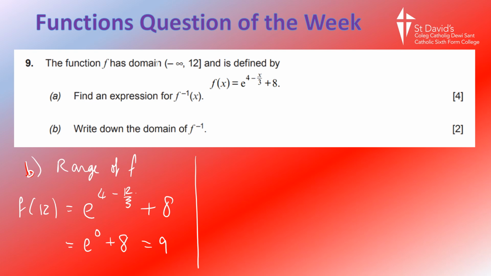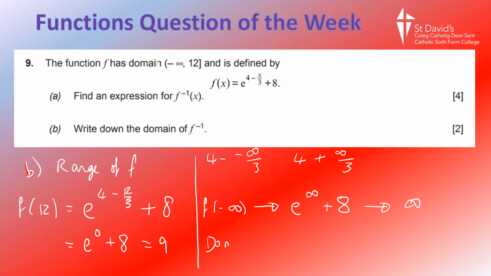Next, I'm going to think about putting minus infinity into the function. First of all, let's have a look at the power. 4 take away minus infinity, over 3. This could be considered the same as 4 plus infinity, over 3. If you take an infinitely large number and you divide it by 3, it's still infinitely large. If you then add 4 to it, it's still infinitely large. So when we put minus infinity into the function, it would tend towards e to an infinitely large number plus 8, which is an infinitely large number.